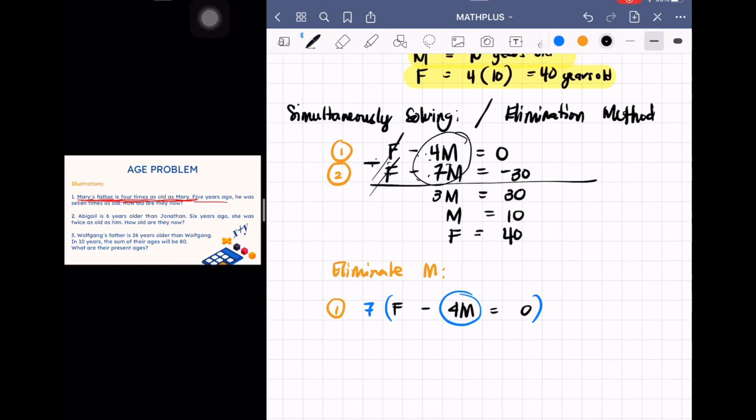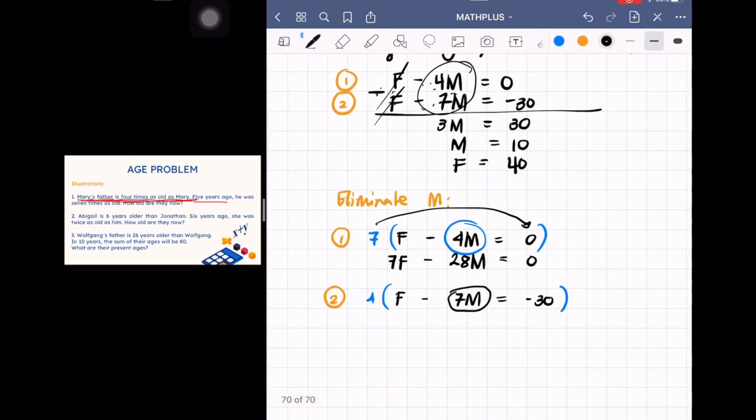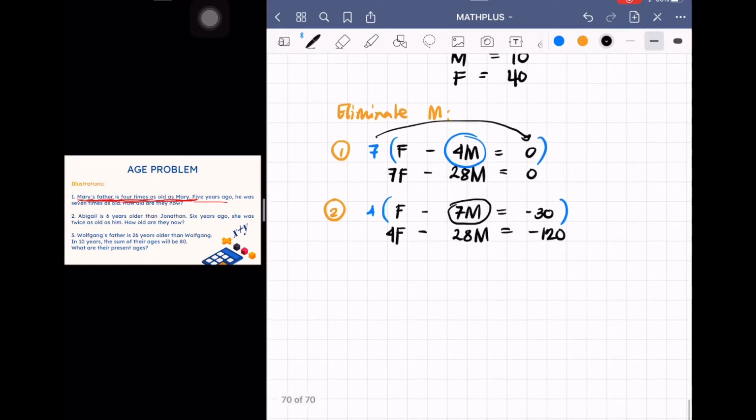Okay, so what would happen is I'll get 7f minus 28m equal to 7 times 0. Do not forget to distribute on all terms on both sides of the equation. That would be 0. For equation number 2, I have f minus 7m equal to negative 30. Just so I can produce 28 for m, I have to multiply the whole equation by 4 naman. Then, by distribution, this will be 4f minus 28m equal to negative 120. What I'm going to do is copy the equations I made.